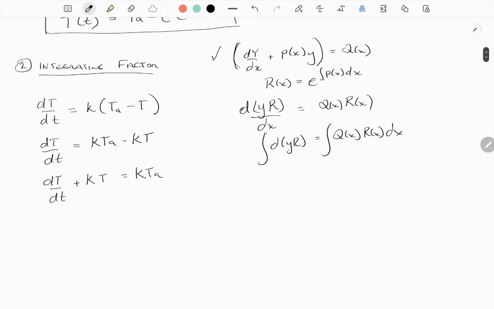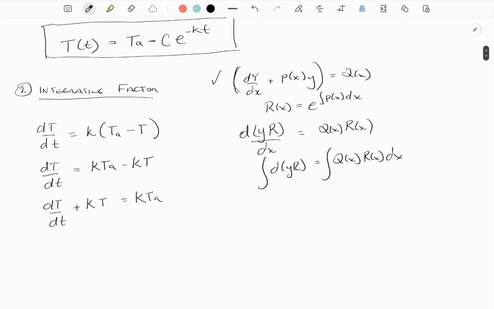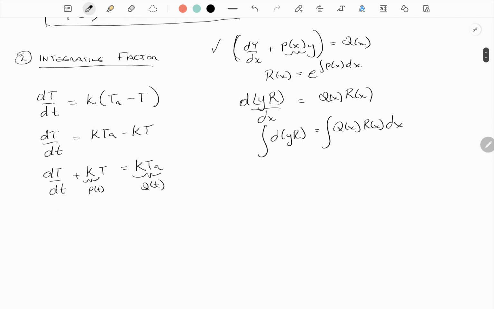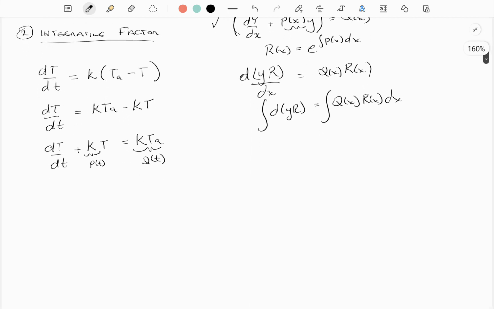And now we can identify this guy right here. See right here? That's our p of x. Well, we're using t, so this is p of t. And that means that this guy right here is our q of t. Okay, so that's basically what we have. k times TA is just some constant. It really doesn't matter.